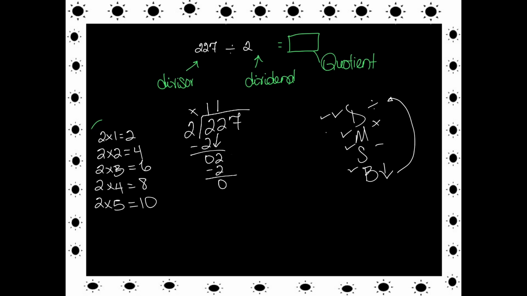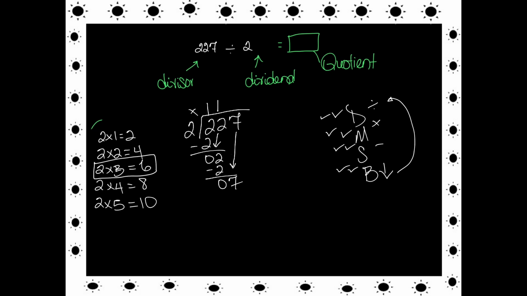Again, a 0 does not mean that you're done. You still have more to do. So now the next step is to bring it down. I'm bringing this 7 down. Okay. Now, how many groups of 2 can go into 7? Now remember, whenever you're multiplying, whatever your product is, you want to make sure that it doesn't go over the number that you're trying to find.